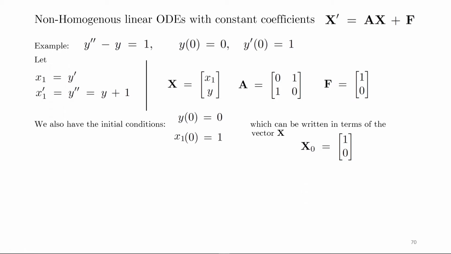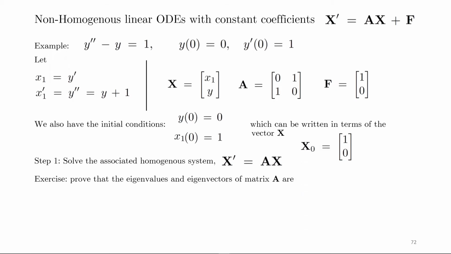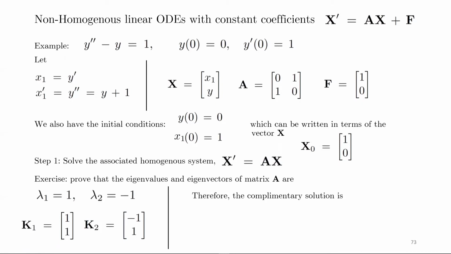Now to solve this system of ODEs, I'm first going to solve the homogeneous version to find the complementary solution vector. It should be pretty easy for you to find the eigenvalues and the eigenvectors of this matrix. But what you should find is that lambda 1 equals 1 with associated eigenvector 1, 1. Lambda 2 equals negative 1, so the second eigenvalue is negative 1, with associated eigenvector negative 1, 1. So please go away and make sure that you get the same results that I do when you find the eigenvalues and eigenvectors of A.